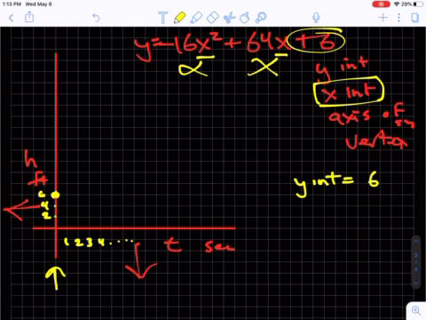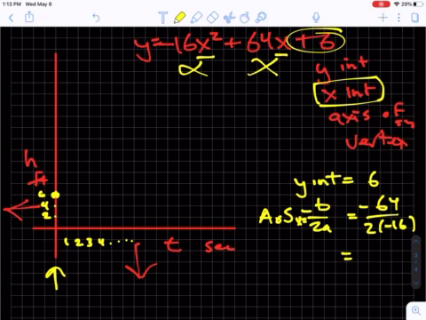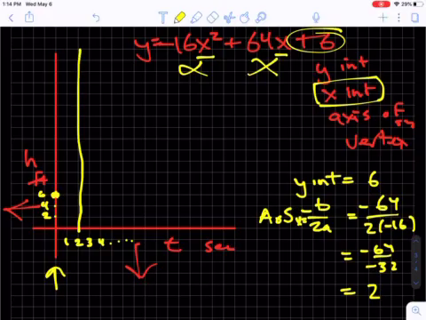So our axis of symmetry, right, is going to be the point negative b over 2a, right? X equals negative b over 2a. So negative b is going to be negative 64, and then 2a is 2 times negative 16. So that's going to give you negative 64 over negative 32, which is 2. All right? So my axis of symmetry is this point right here.